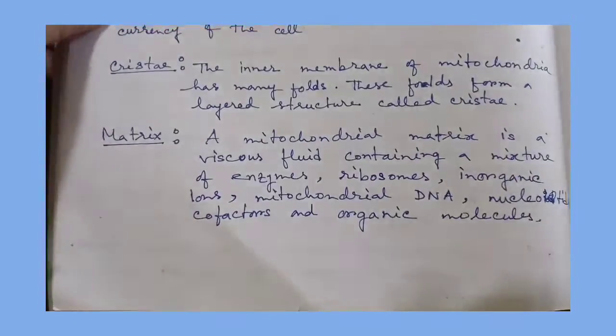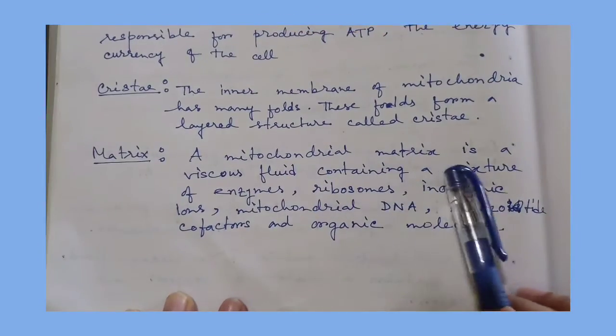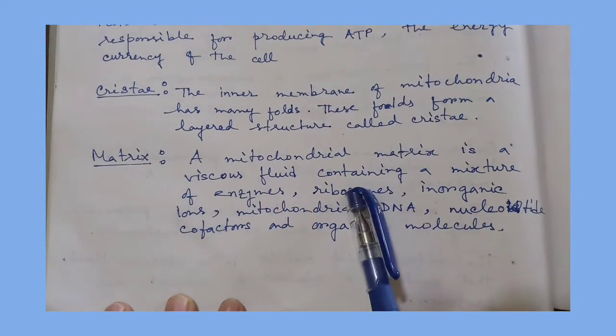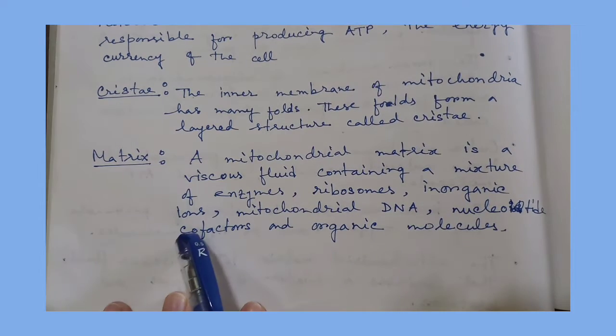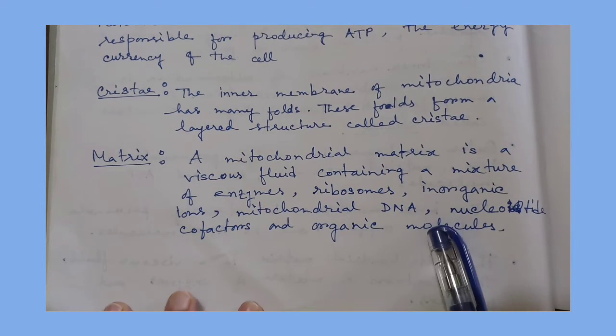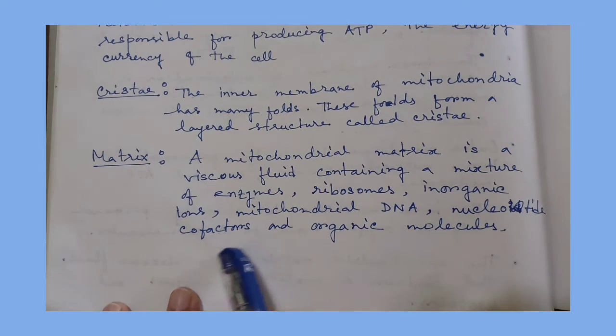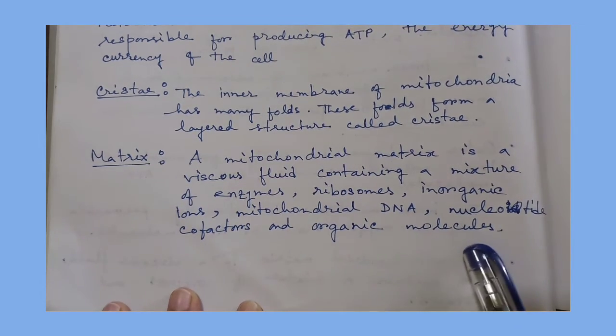Next, matrix. A mitochondrial matrix is a viscous fluid containing a mixture of enzymes, ribosomes, inorganic ions, mitochondrial DNA, nucleotide cofactors and organic molecules.